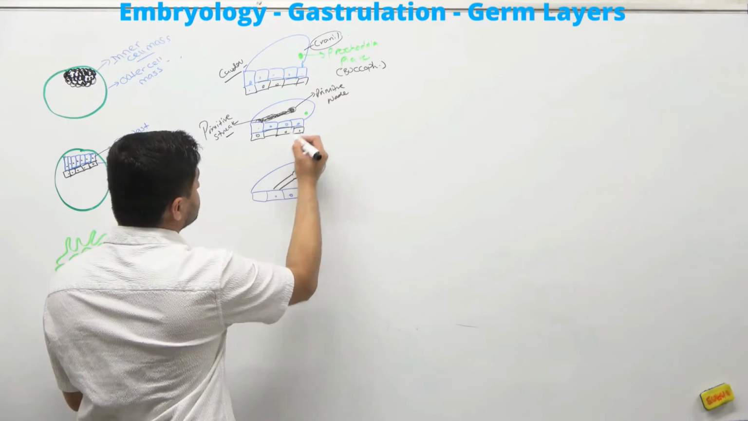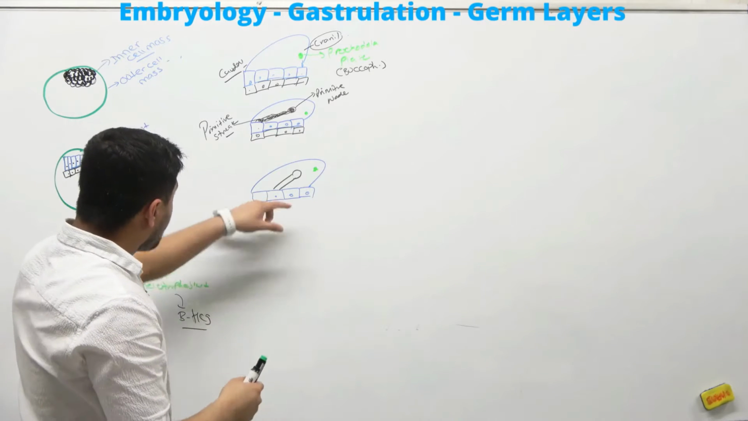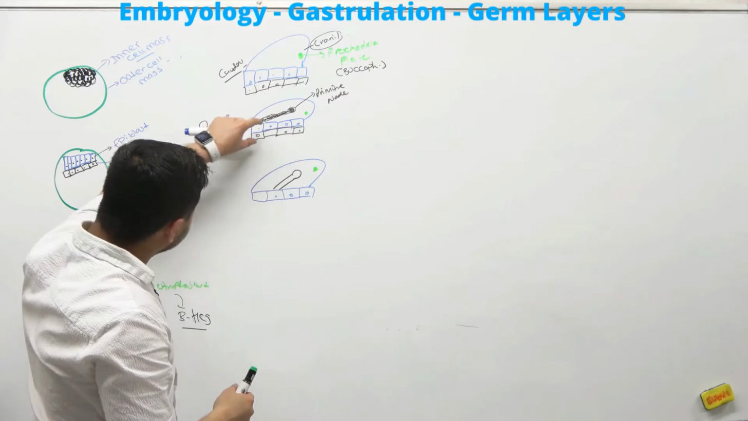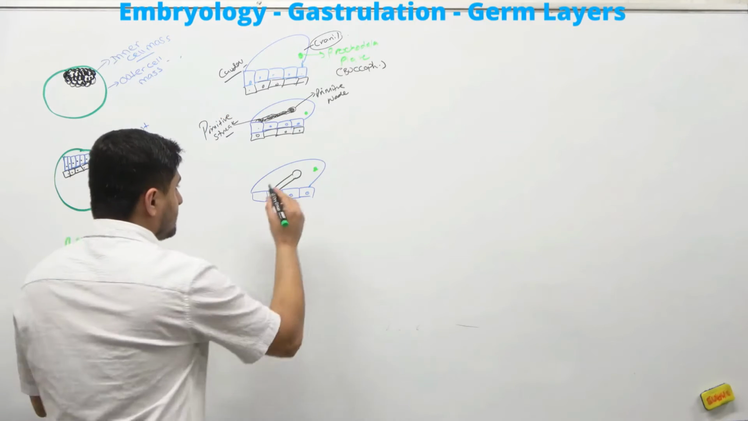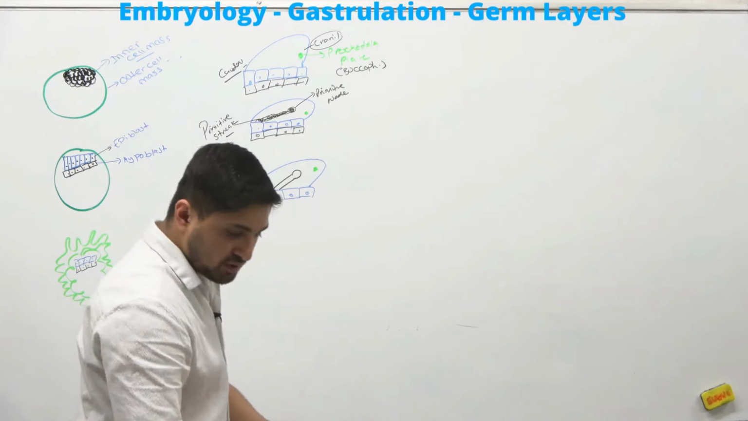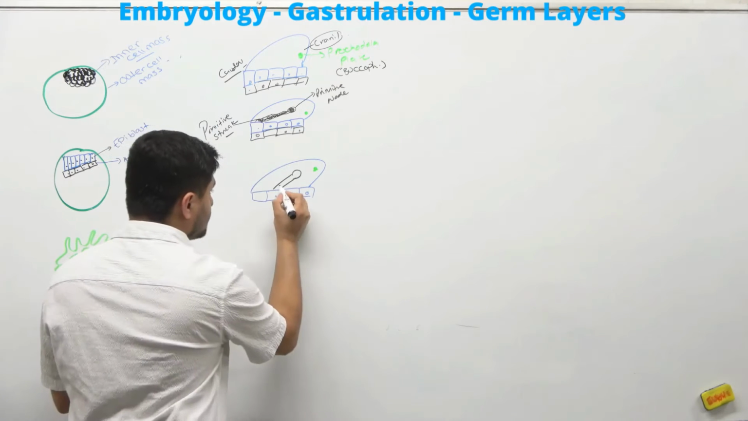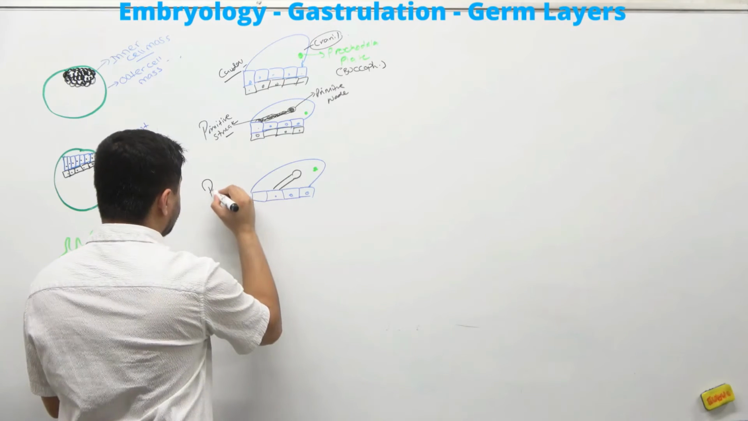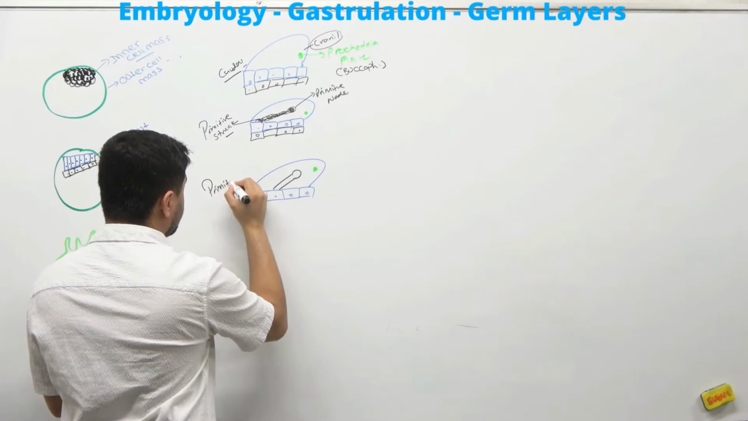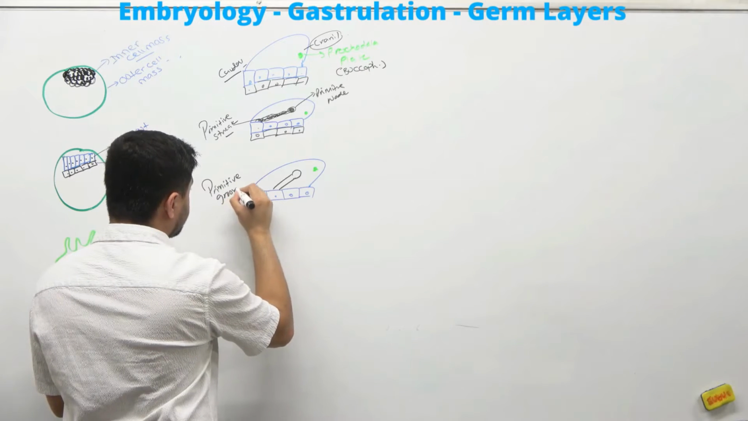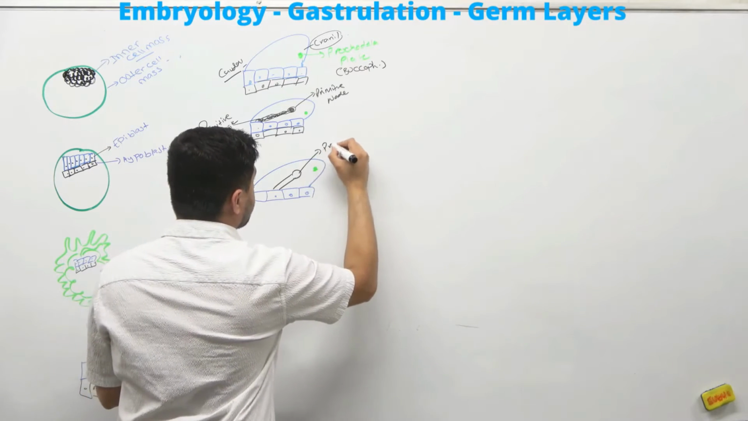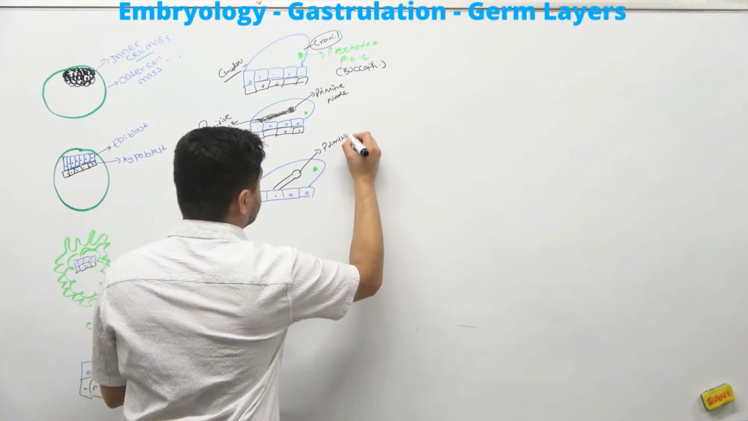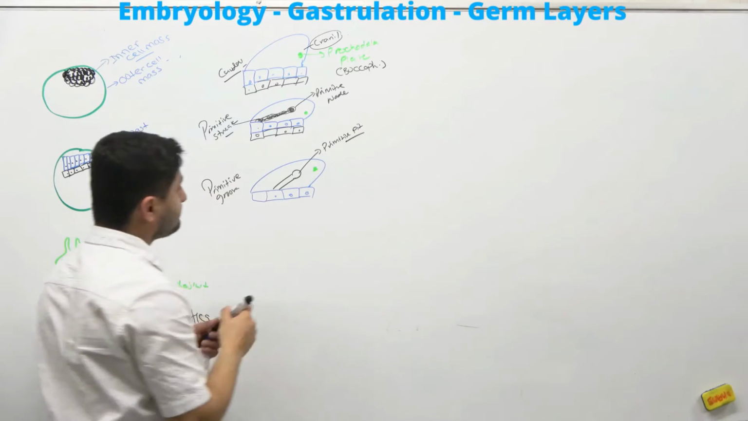hypoblasts. Remember, this is the second week of development. This middle piece, when it goes through degeneration, what do we call it? This part we call, let's just say, the primitive groove, all right? And this is called the primitive pit. That's what's happening.